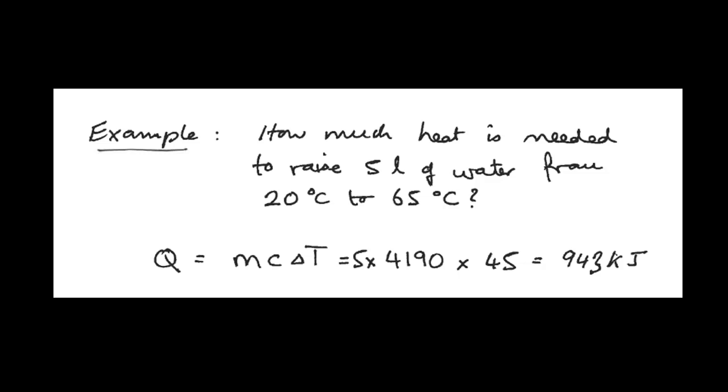First example, how much heat is needed to raise 5 liters of water from 20 degrees centigrade to 65 degrees centigrade? We use the formula Q equals mc delta T. The mass of 5 liters of water is 5 kilograms. C is 4190 joules per kilogram per Kelvin. And the change in temperature delta T is 45 degrees. So we get a result of 943 kilojoules of heat.